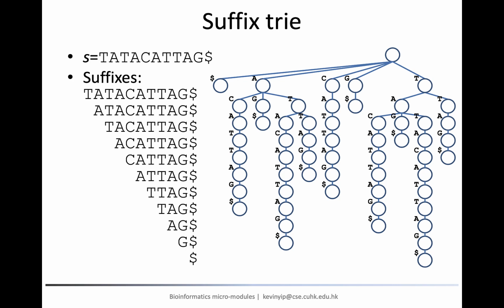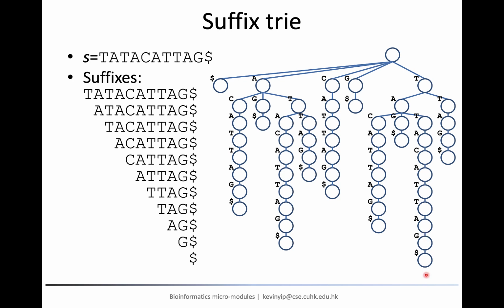Here, you see all the suffixes of sequence S on the left and the suffix trie on the right. Basically, you can imagine that the suffix trie is constructed by inserting each suffix from the root down the tree. For example, the first suffix is TATACATTAG$. And correspondingly, we can see this path that goes down from the root first to a T node, followed by an A node, and then T, A, C, A, T, T, A, G, $ until the leaf.